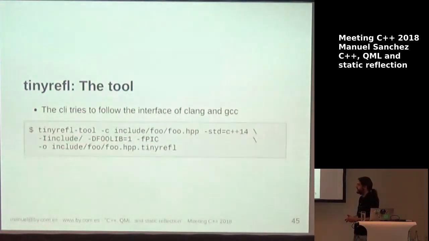The tool itself tries to follow a bit the interface of a Linux compiler like GCC or Clang. So you can pass directly the same flags you would pass to GCC to compile a file. But instead of passing a .cpp or whatever, you pass a header to process, and it outputs another header, which is the generated code.